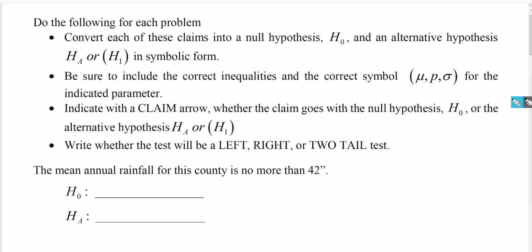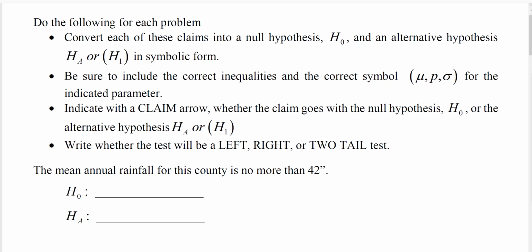the population standard deviation sigma for the indicated parameter. Indicate with a claim arrow whether the claim goes with the null hypothesis H sub 0 or the alternative hypothesis H sub A or H sub 1. Write whether the test will be a left, right, or two-tailed test.